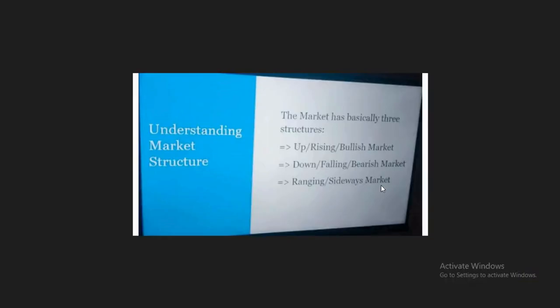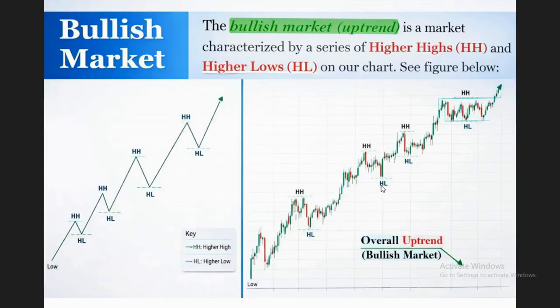Now, understanding market structure. The market has basically three structures: uptrend, downtrend, and ranging market. So I will still need to go back to the live chat, or I can, on my diagram here, I have some examples. So this is an uptrend market, a bullish market as well. The bullish market, in brackets uptrend, is a market characterized by a series of higher highs and higher lows. On our chart, see figure below.